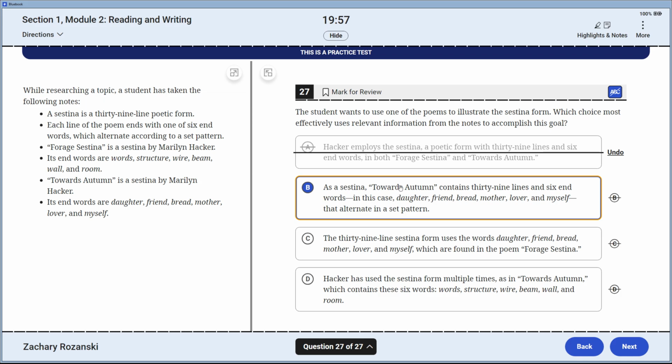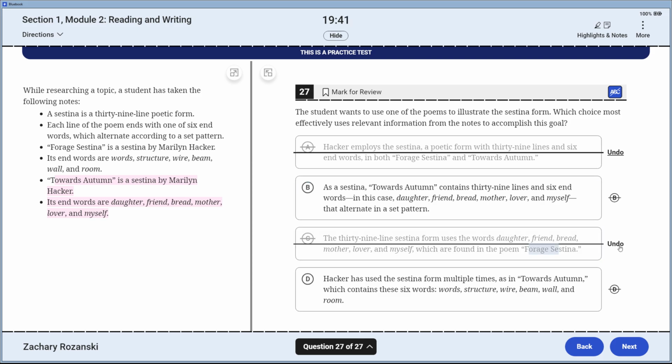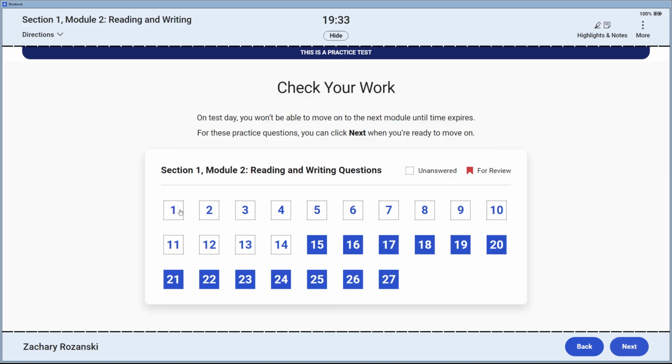So, disagreement of fact. Towards Autumn is right here. Towards Autumn ends with daughter, friend, brother, good. The 36 Forage sestina includes daughter. So this is lying. This one does not include this. He's a liar. Hacker has used the forms multiple times in Towards Autumn, and this is lying about the words too. B is true. Ooh, that one was a labor.